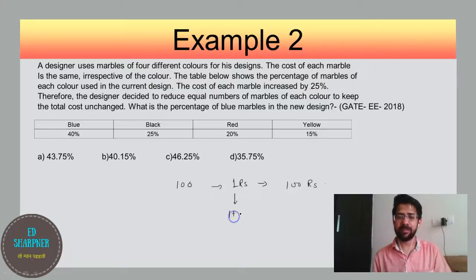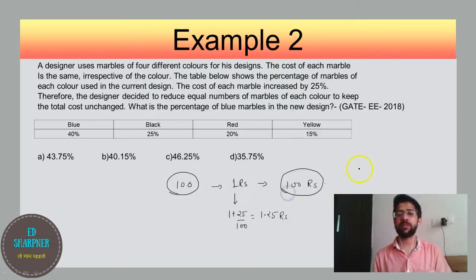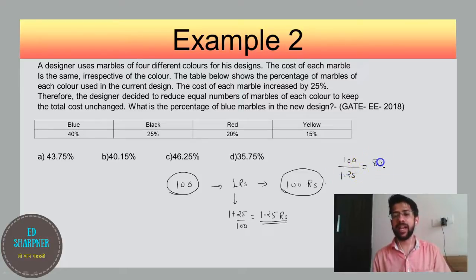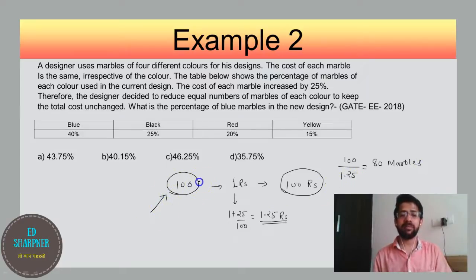That means 1 plus 25 by 100, which gives me 1.25. So now the new price of each marble is 1.25 rupees, but my budget is 100 rupees. So now I can buy a lesser number of marbles of 1.25 rupees each. Let us see how many marbles I can buy in 100 rupees. So for a total 100 rupees budget, each marble costing 1.25 rupees, I can get 80 marbles. Alright. So now initially I had 100 marbles and now I have 80 marbles.